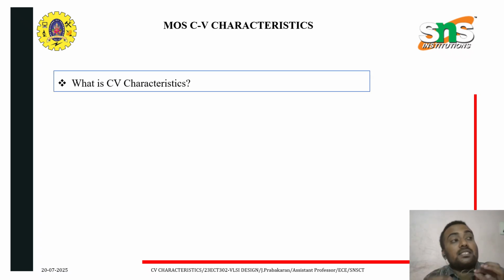What is meant by CV characteristics of MOSFET? C is the capacitance, V is the voltage. The metal oxide semiconductor CV characteristic describes how the capacitance of a MOSFET, MOS capacitor, varies with the applied gate voltage, which is V suffix G. These characteristics are fundamental in understanding MOSFET operation, threshold voltage, and device behavior in different regimes.